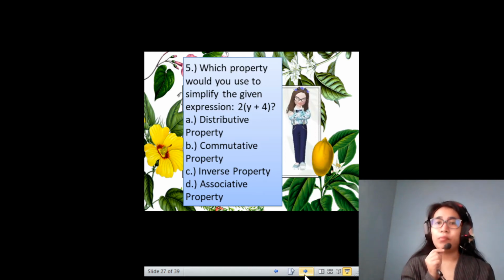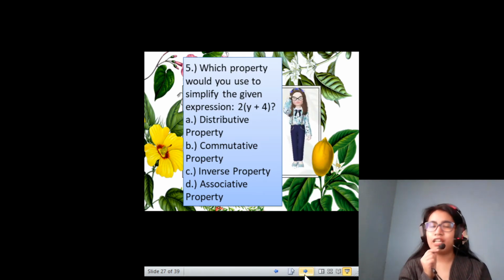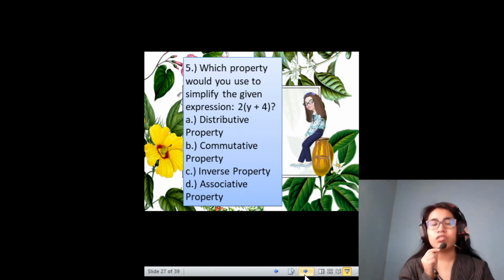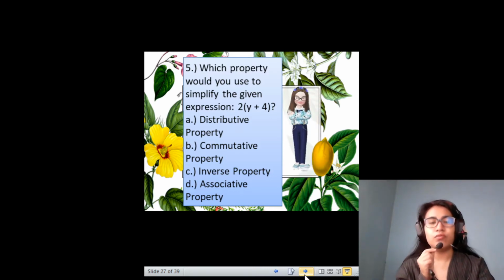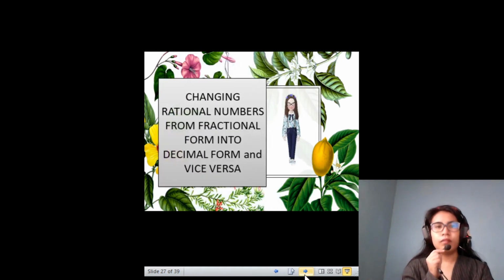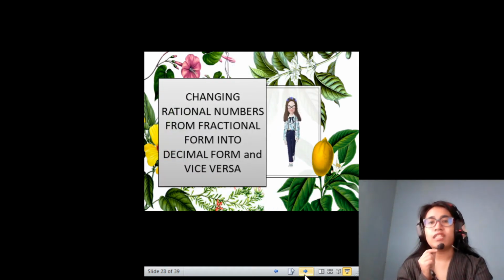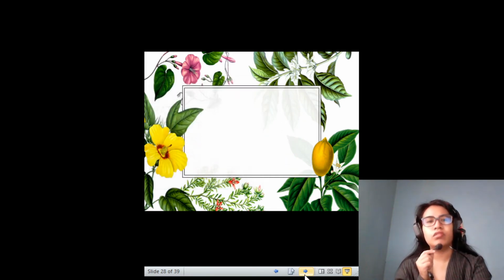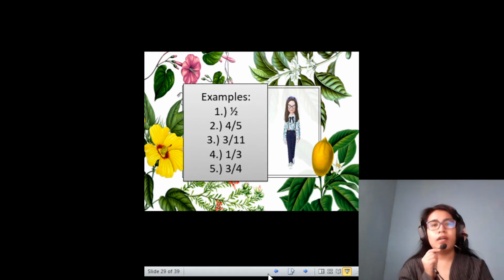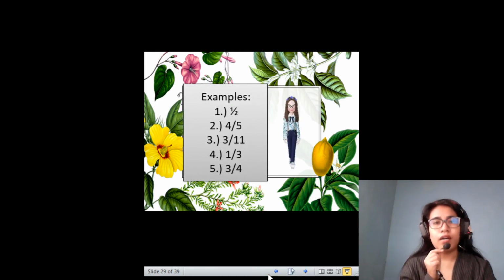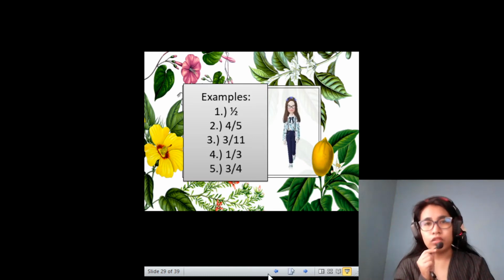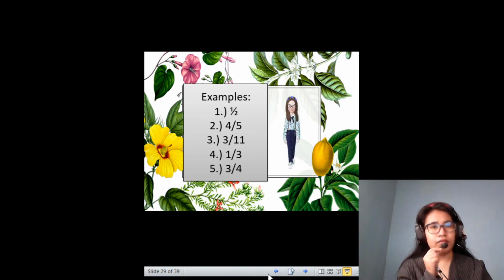After having those properties, let us proceed to our second objective, changing fractions to decimals and vice versa. Fractions and decimals are members of the rational numbers. We have here examples: 1/2, 4/5, 3/11, 1/3, and 3/4. Let me solve it for you.